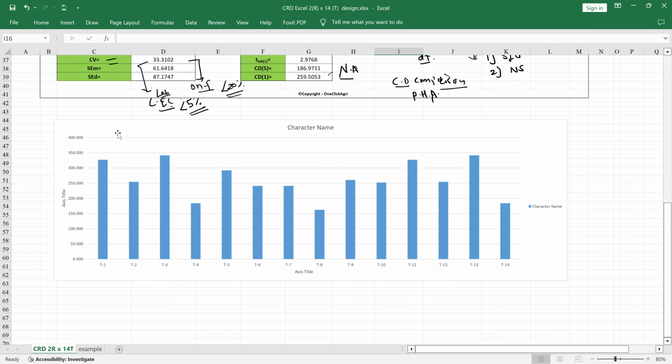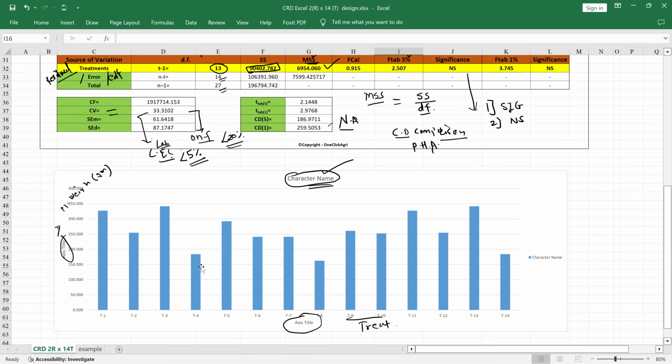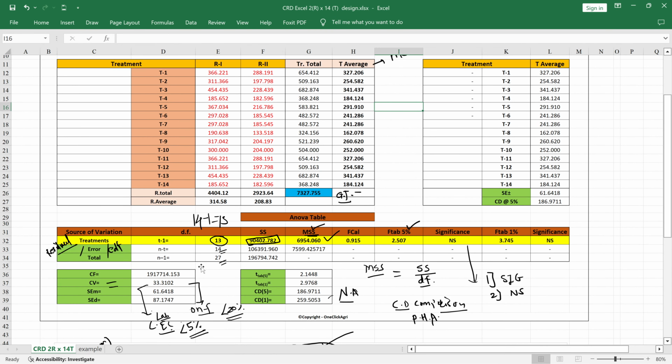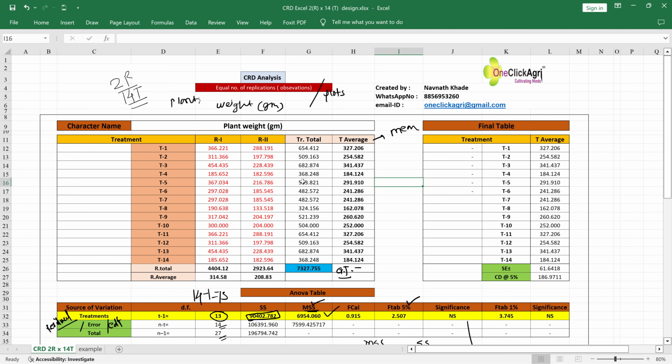Okay, and below that you will get the graphical data representation. You can put your character name here. You just click on this, it's totally editable. Then you need to put the axis title here and axis title here. You can consider here the axis title as the treatments, okay, and axis title here as plant weight, and also put the unit gram. Okay, and this is all about the CRD 2 replication and 14 treatment data analysis.